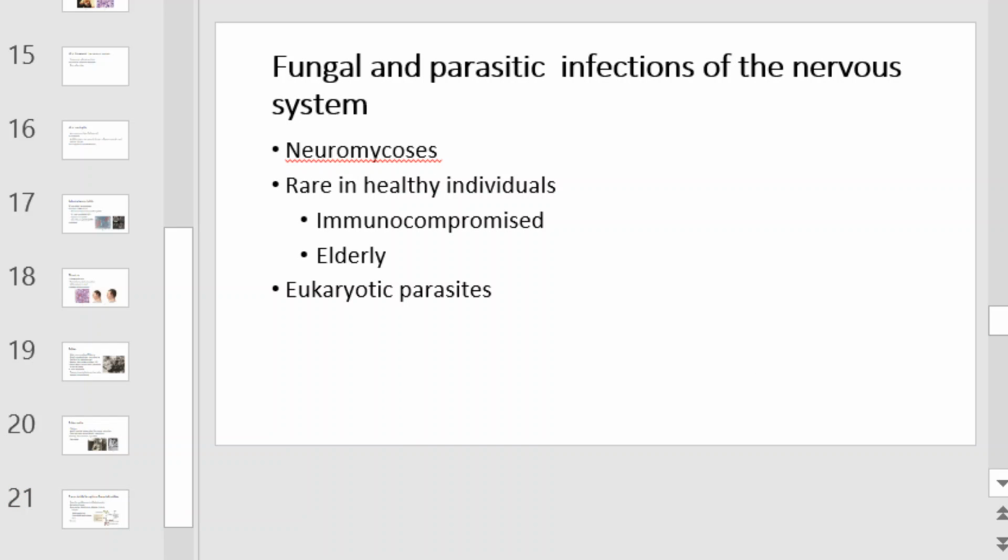Fungal and parasitic infections of the nervous system are called neuromycoses. They are rare in healthy individuals, but do show up in immunocompromised and the elderly.